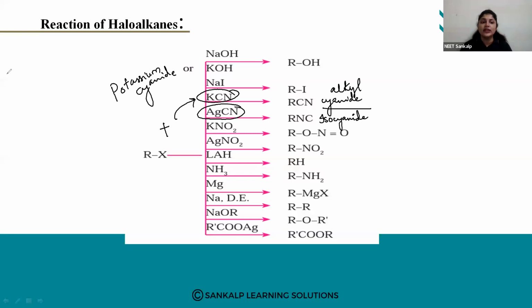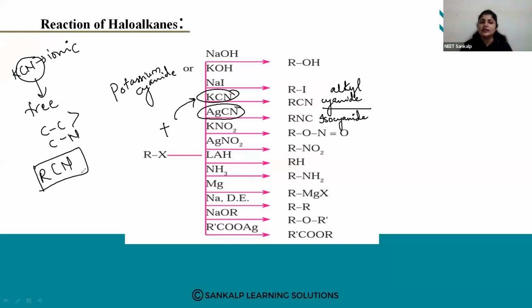Now, why is it forming cyanide with KCN? Because KCN is ionic in nature, and therefore both carbon and nitrogen are free to link with alkyl halides. Since the C-C bond is relatively more stable than the C-N bond, the carbon will get attached in this process. So cyanides are formed here.